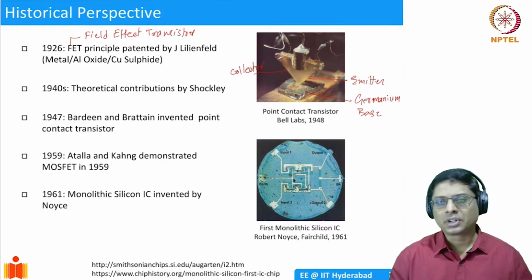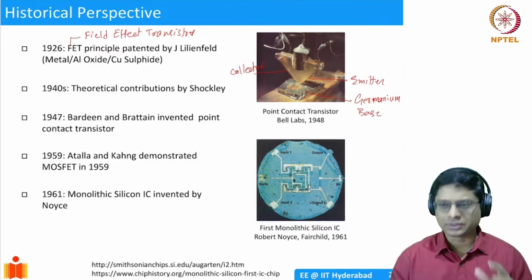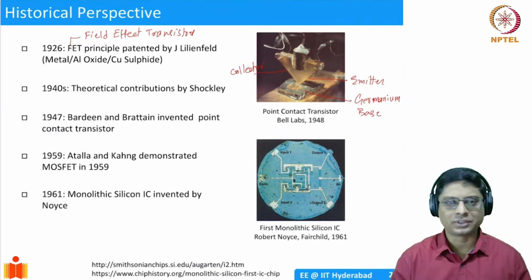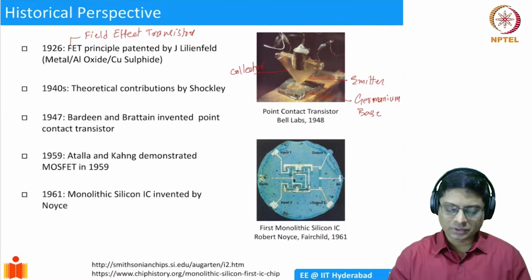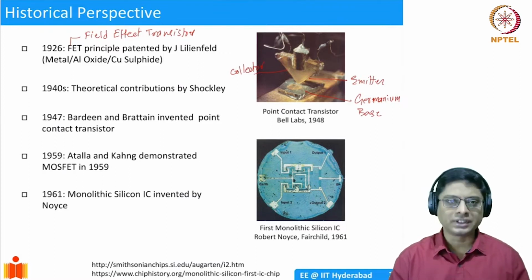That is, if you control the current flowing into the base, which is usually a very small amount of current, you could control a much larger collector or emitter current. That was the principle, and they could show amplification. So this was one of the most significant inventions in the history of the transistor.